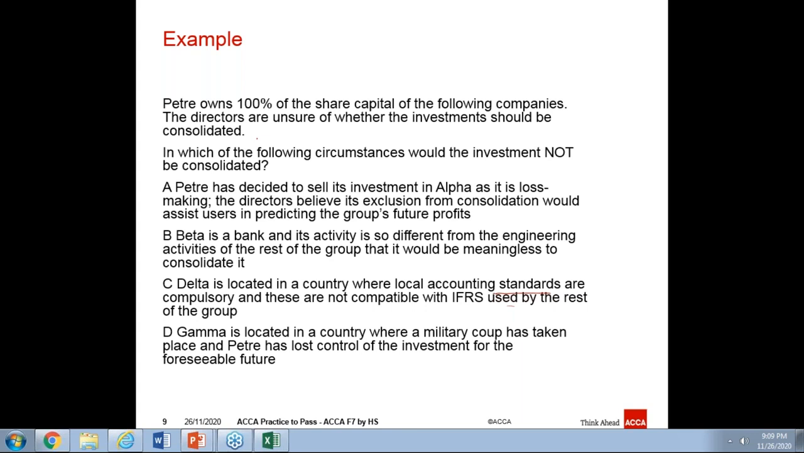But Gamma is located in a country where a military coup has taken place and Peter has lost the control. Now, if you have lost the control, it means the company will not be your subsidiary. So if the company is no longer your subsidiary, then you cannot consolidate that company. So the exemption from the consolidation is only allowed when you have lost the control of the company. So D is the right answer.